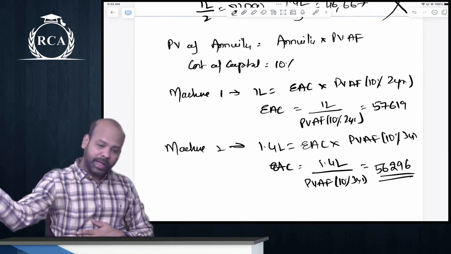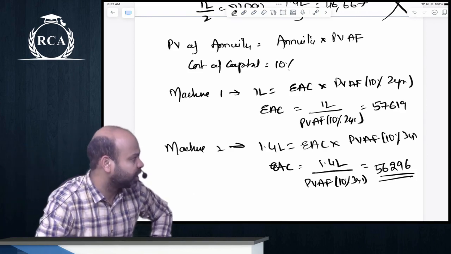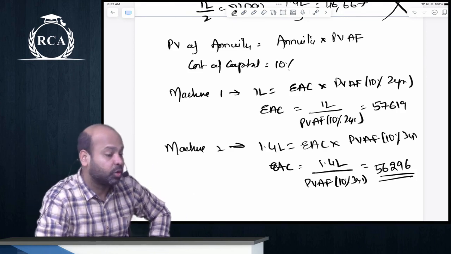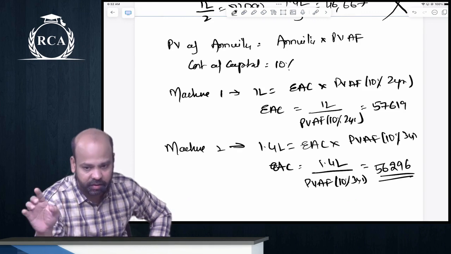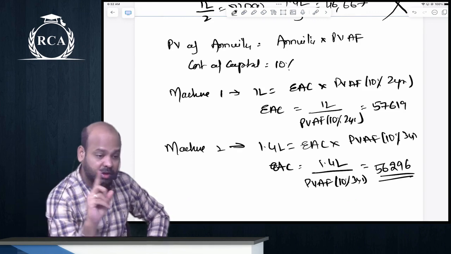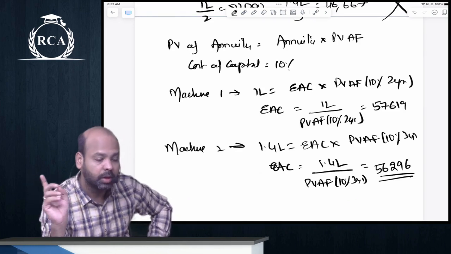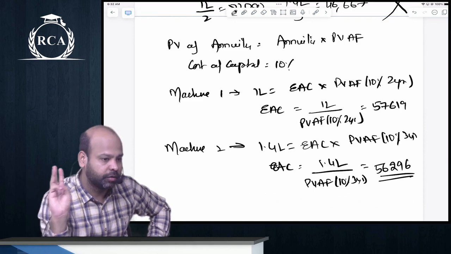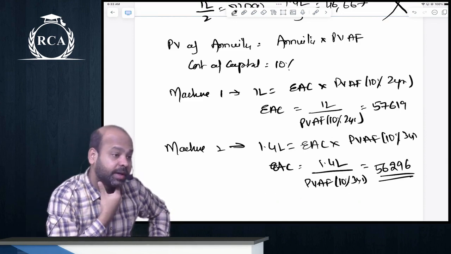Irrespective of when you buy these machines, guys, machine 1 is going to cost you 57,619, machine 2 is going to cost you 56,296. So what will happen after 2 years if you buy machine 1? You buy another machine 1. It is a recurring decision, not a one-off decision. If it's a one-off decision, strictly the decision is to be taken on the basis of NPV, because revenues will be for 3 years. You will have to directly take a decision on the basis of NPV if it's a non-recurring decision.